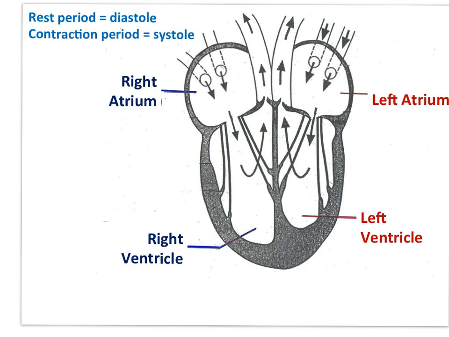Then the heart returns to rest, diastole. The semilunar valves close. The AV valves open. Blood flows into the atria and then through the valves into the ventricle, etc.